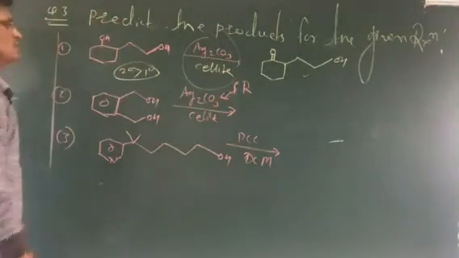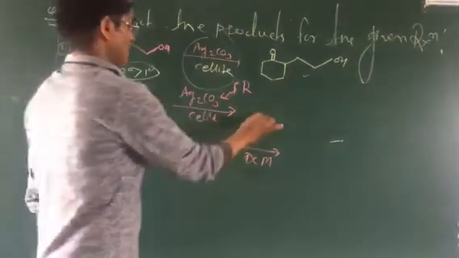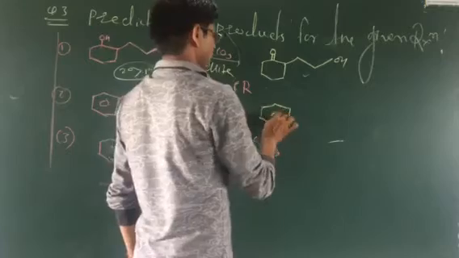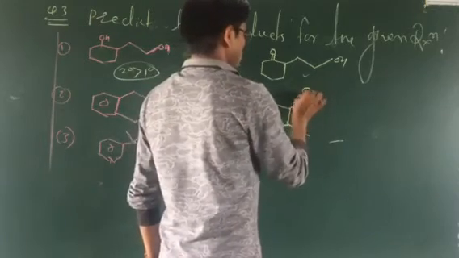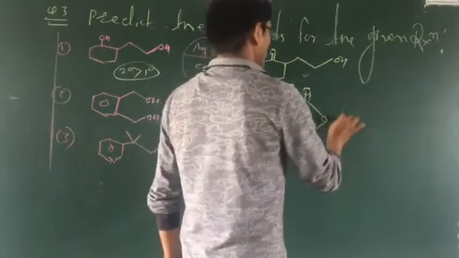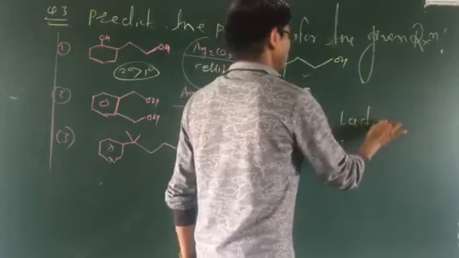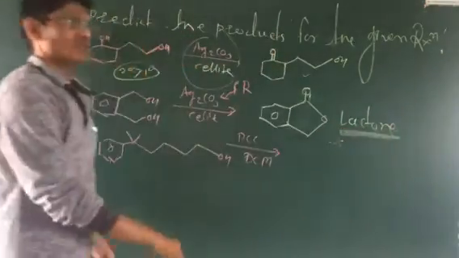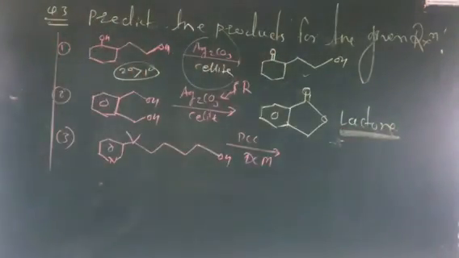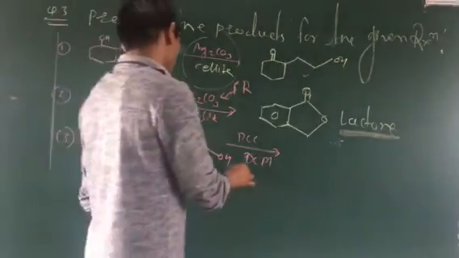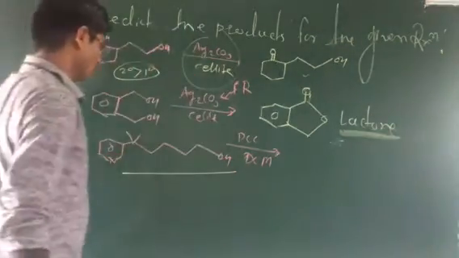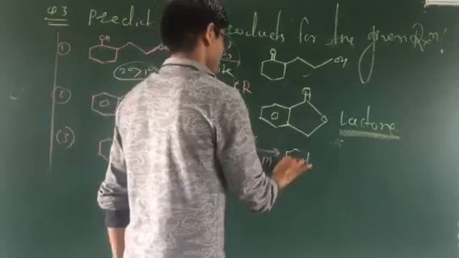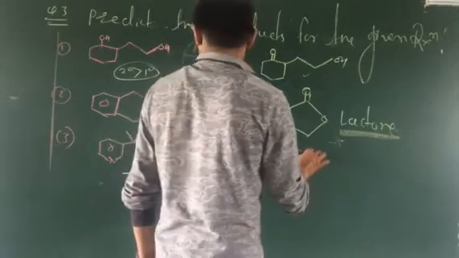This is by using Fetizon's reagent. Again the same type of reagent here, Fetizon's reagent. Here there is formation of a cyclic ester, that is nothing but formation of a lactone. Lactone is formed. Here this is the longest hydrocarbon chain alcohol. The pyridine ring is as it is.